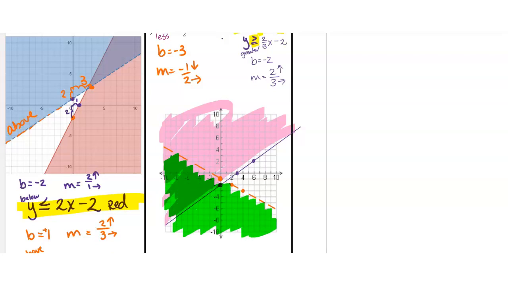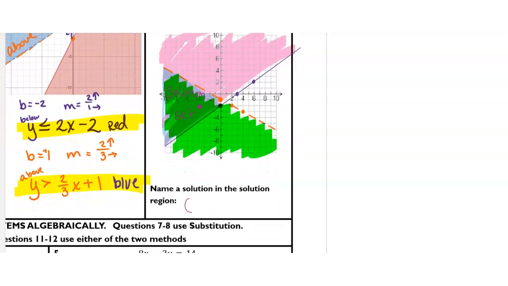We look for the double shaded region, which is this one right here. So all my solutions will be in this double shaded region. So let's go ahead and look. Remember, if it falls on a dashed line, that's automatically not a solution. So I'm going to say this point right here, which is at -4, -2, would be part of my solution set.